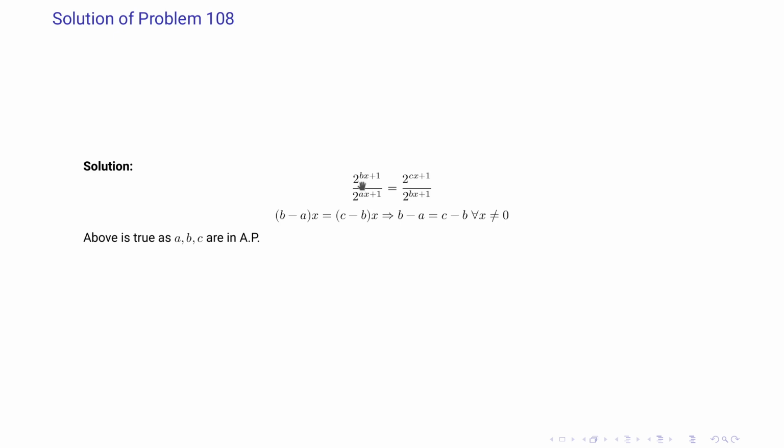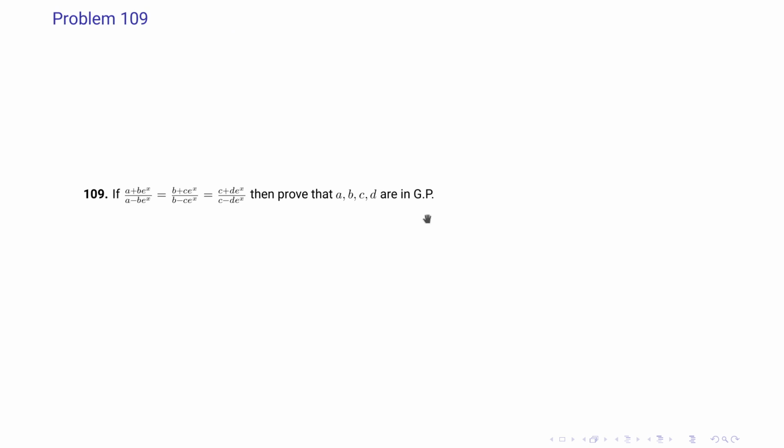So we divide 2 to the power bx plus 1 with 2 to the power ax plus 1 and 2 to the power cx plus 1 with 2 to the power bx plus 1. So we get b minus a into x is equal to c minus b into x, which implies that b minus a is equal to c minus b for all x not equal to 0. So clearly we can see that a, b, c are in AP.